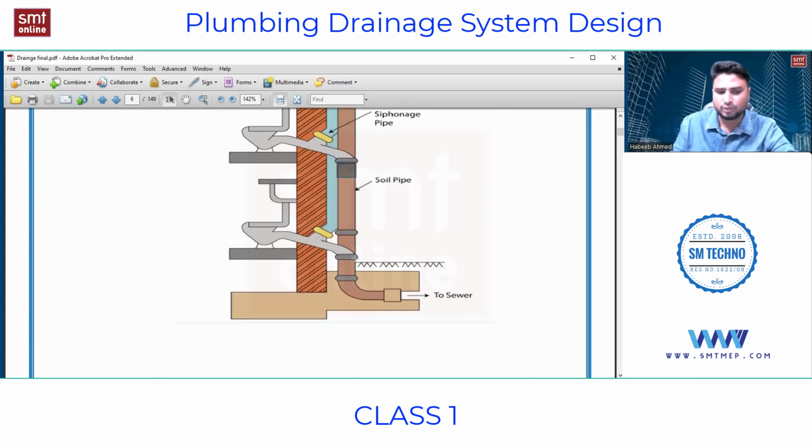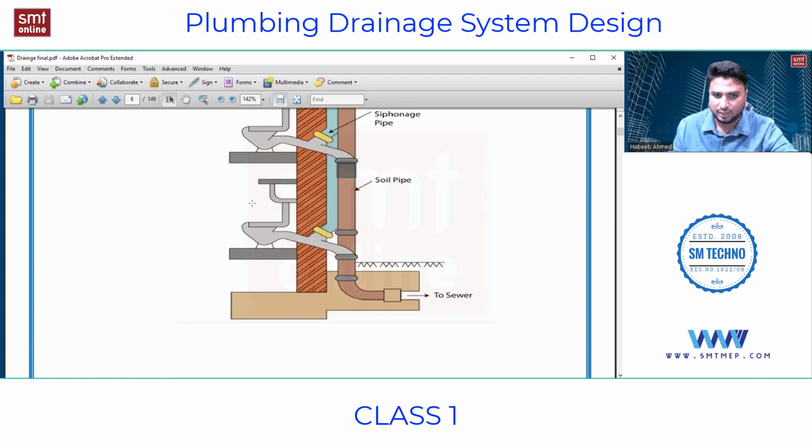We know that this WC or any fixture needs to have a trap. Generally a WC like what you are seeing is a Western WC, so it has an integral trap, that means a built-in trap that comes from the manufacturer. If it is an Indian WC, then we need to install a P trap. So this is the S trap over here. That means we have a water seal over there.